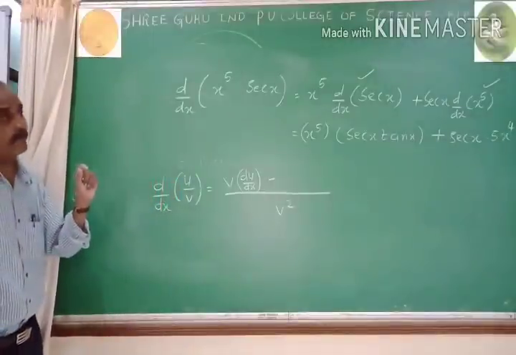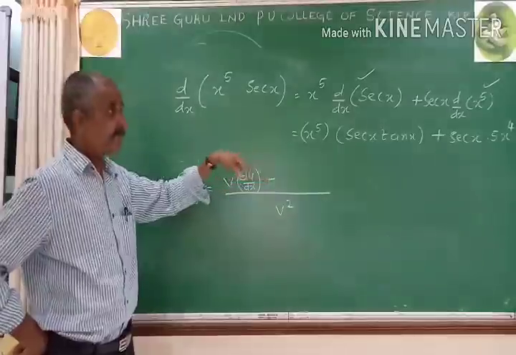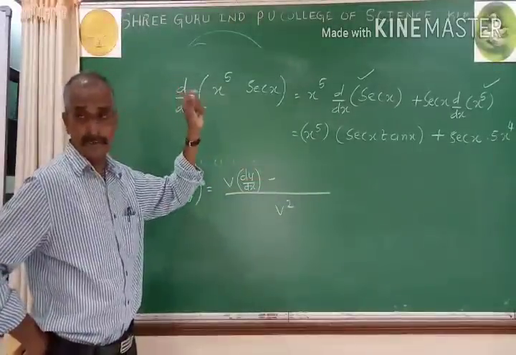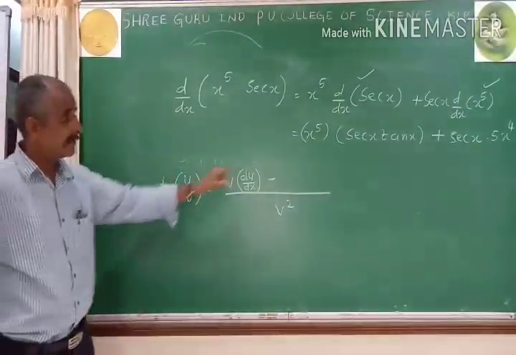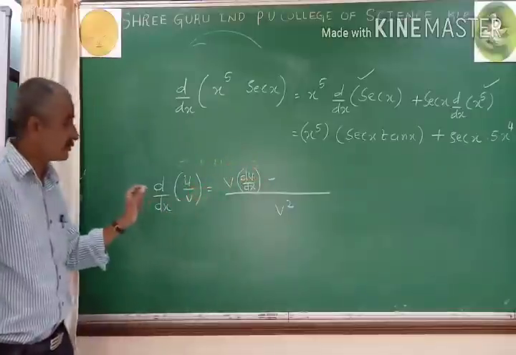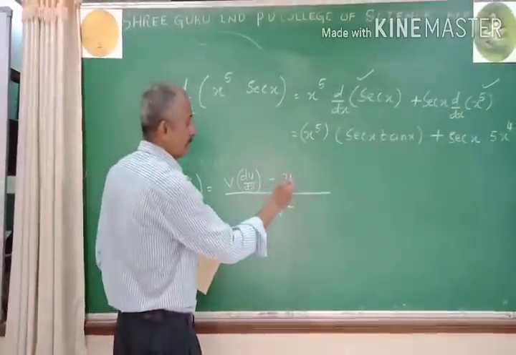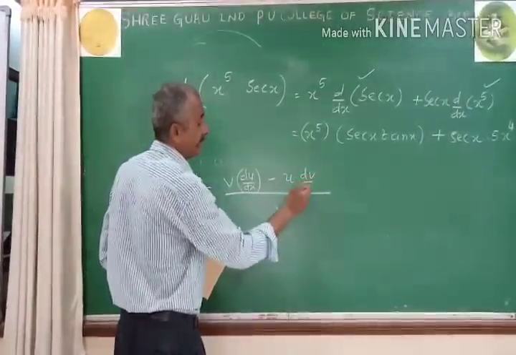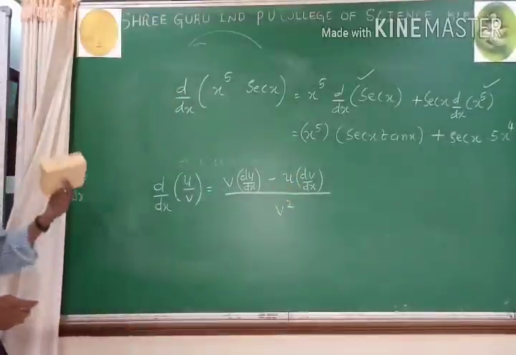Here some students will get confused. They apply quotient rule with plus and some of you will apply product rule with minus. That is your mistake, not a mistake of mathematics. So product rule is concerned with plus, whereas quotient rule is concerned with minus. Then u multiplied by dv by dx, this is called the derivative of the quotient of two functions.